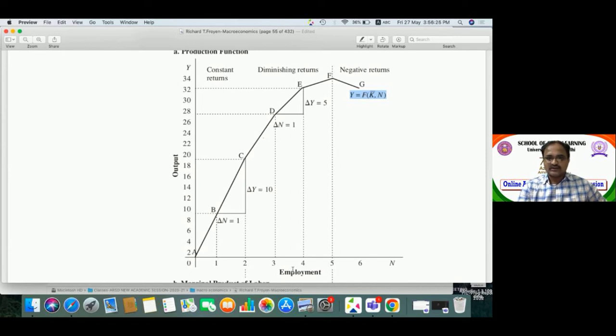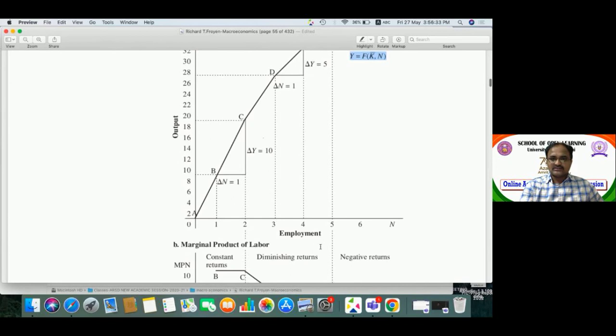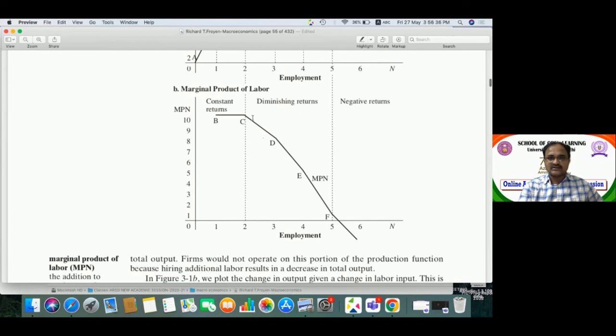With more units of labor the output will increase, but at the initial stage it is constant, then diminishing, and after that negative. This is the negative, right? So according to this, you can draw another diagram, the marginal productivity of labor. The x-axis you can denote as labor input, and the y-axis as MPN. What is MPN? The change in output to the change in labor.